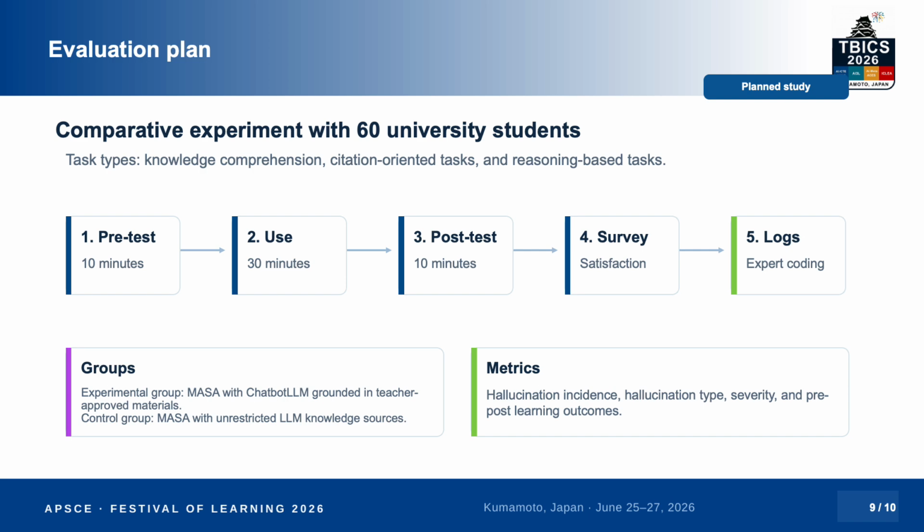Because this paper mainly presents the system and a plan validation, we also designed a comparative experiment. We plan to recruit 60 university students from similar disciplinary backgrounds. They will be randomly assigned to an experimental group and a control group. The experimental group will use MASA with ChatbotLLM, where answers are grounded in teacher-approved textbooks and academic literature. The control group will use MASA connected to an unrestricted large language model. The tasks will include knowledge comprehension, citation-oriented tasks, and reasoning-based tasks, because these tasks are more likely to reveal hallucination problems. We will compare hallucination rates, hallucination types, severity, satisfaction, and learning outcomes.